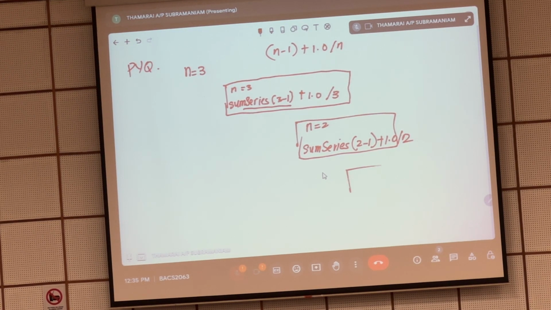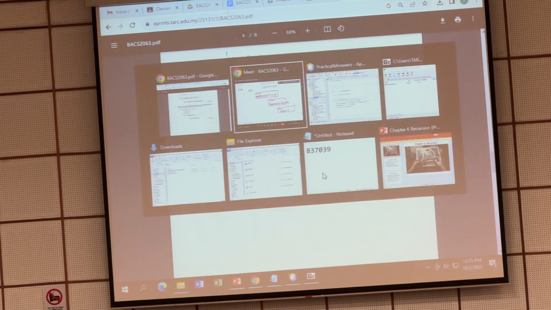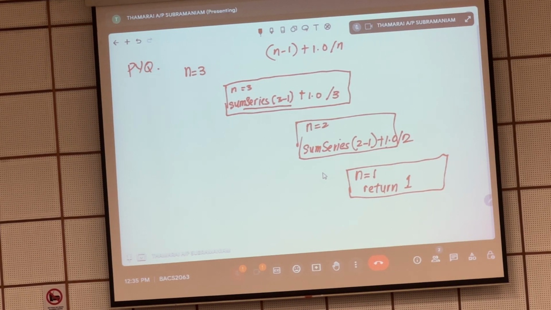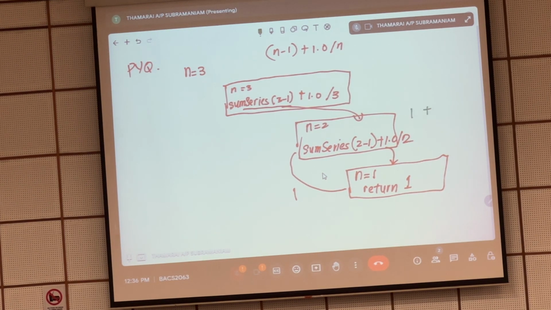First we have to find out what happens when n equals 1. Based on the question, if n equals 1, what do we have to return? 1. So return 1. So my return value will be 1. So here is 1. The answer for this is 1 plus 1 divided by 2. How much is this? 1.5, right? Yeah, okay. So now I have to return 1.5.